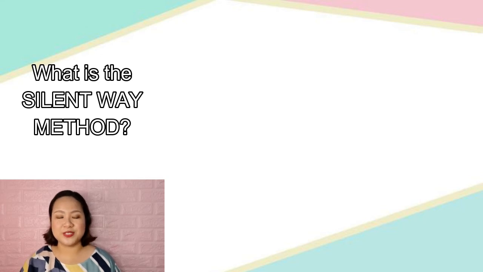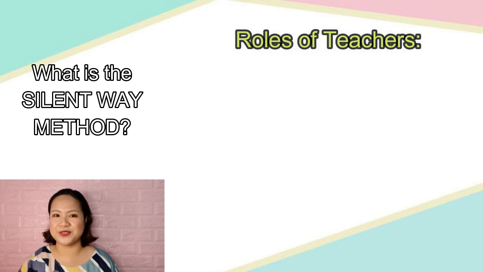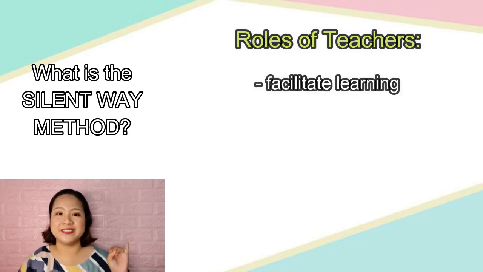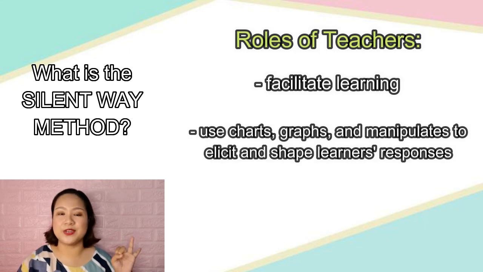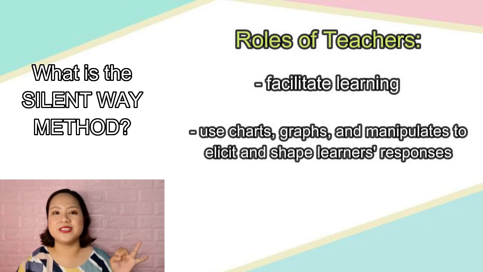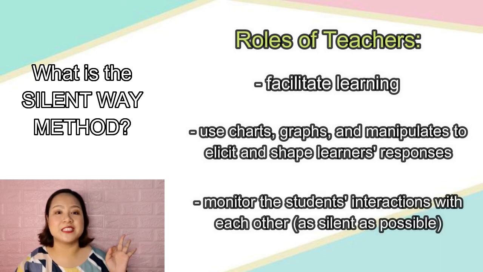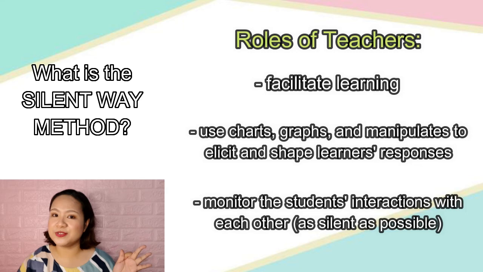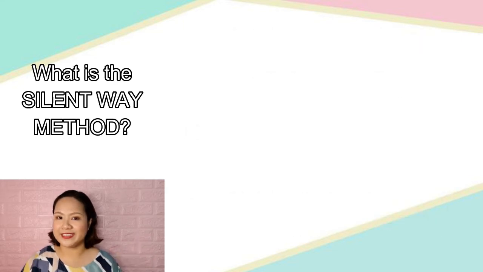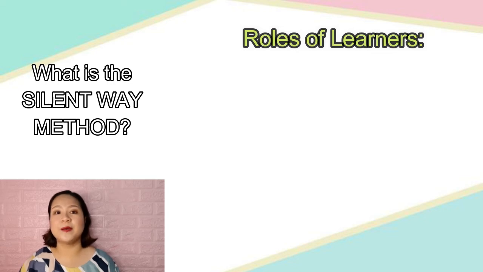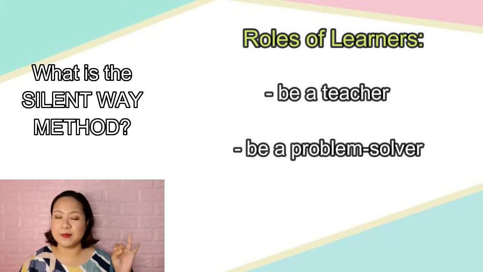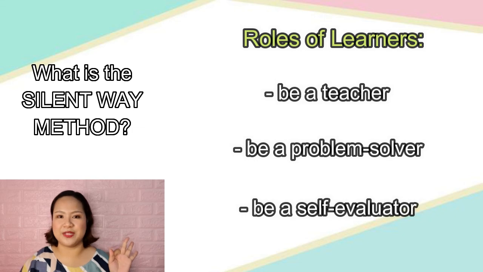What are the roles of the teachers and the students inside the Silent Way classroom? Let's start with the teachers. The teachers are expected to facilitate learning, use charts, graphs, and manipulatives to elicit and shape students' responses, and, as silent as possible, monitor the students' interactions with each other. On the other hand, the learners are expected to be a teacher, a problem solver, and a self-evaluator.